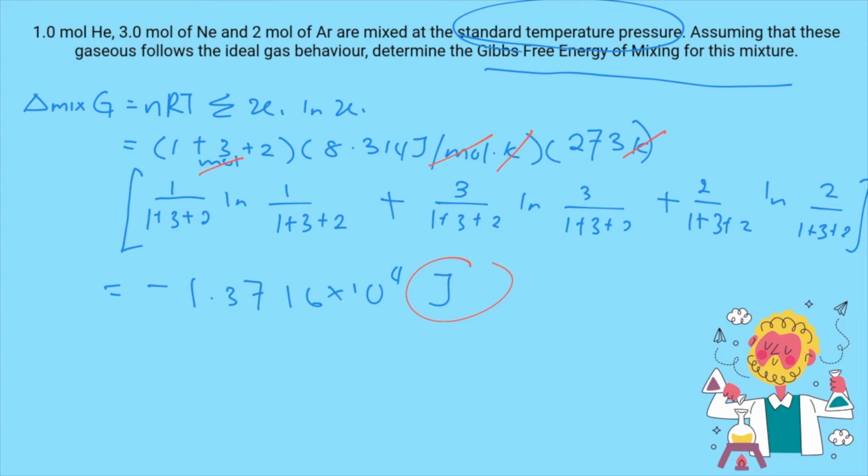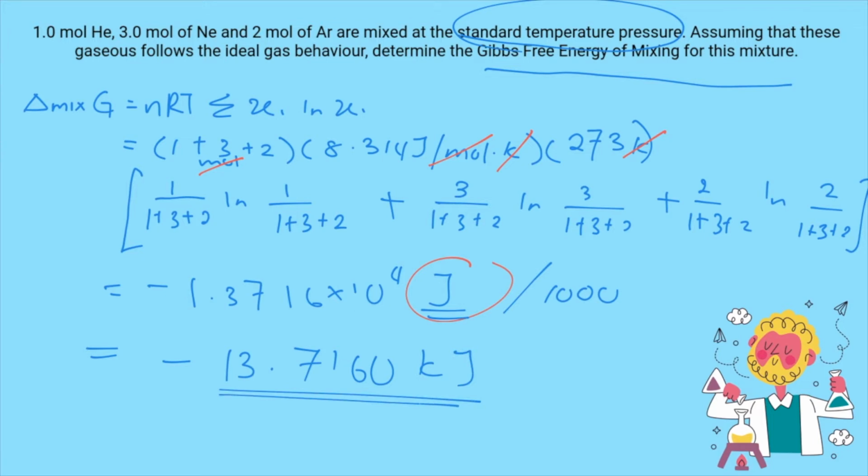But if you look closely at the choice of answers that you have, it is in kilojoule instead of joule. So this value of joule, you need to divide by 1000 to convert it to kilojoule. So the final answer for this question is negative 13.7160 kilojoule. So make sure that you understand how you can get the unit for each question or each problem that is given to you.